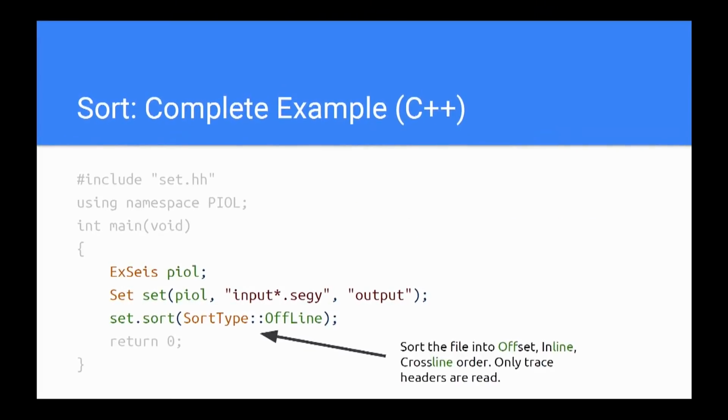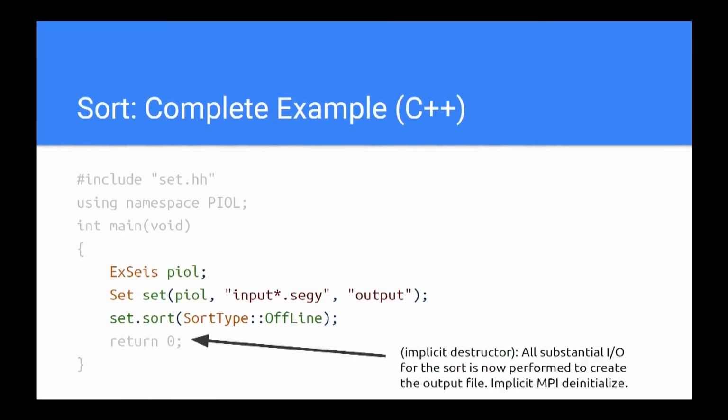The sort is then called here. And in this particular case, it's performing an offset inline cross-line sort. You can also specify your own sorts by passing functions or lambda functions and so on. But for simplicity, I've just shown a built-in case.